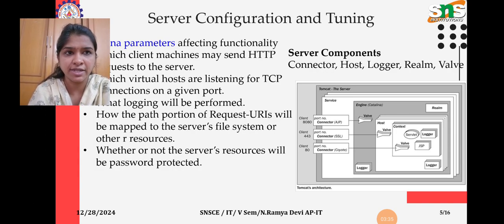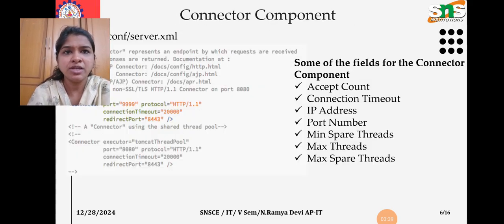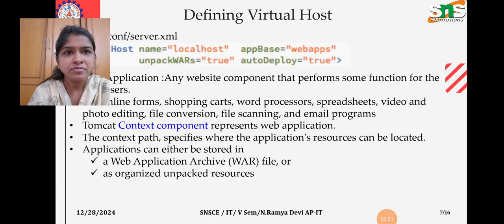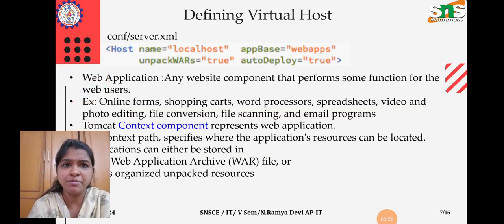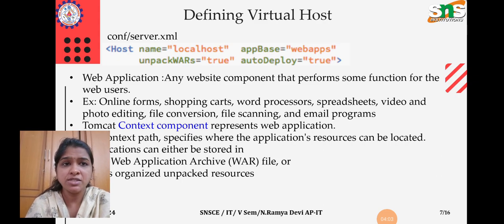The first ones are the connector, host, logger, realm and valve. Here, some of the fields of the connector component are the accept count, the connection timeout, IP address, port number, and the minimum spare threads, maximum threads and maximum spare threads. And here it defines the virtual host. The web application is any website component that performs some function for the web service, for example online forms, shopping carts, word processors, spreadsheets, video and photo editing, file conversion, file scanning and email programs.